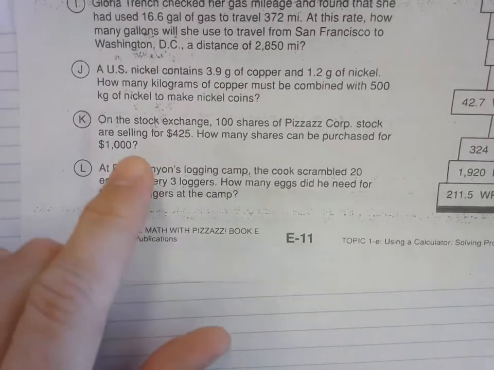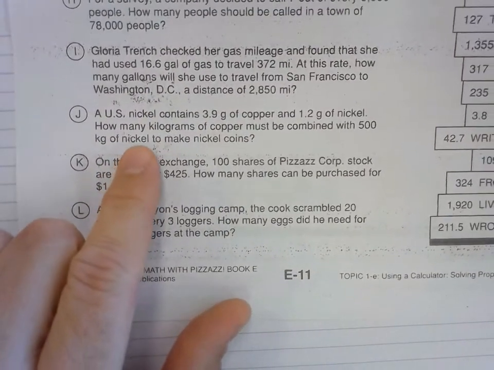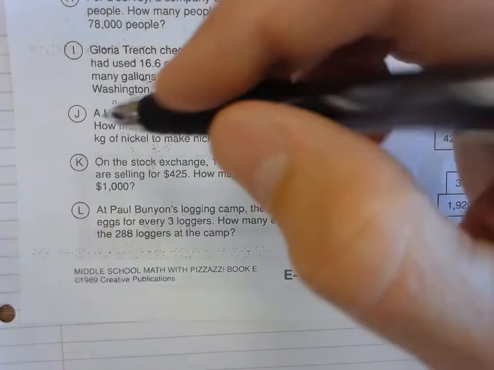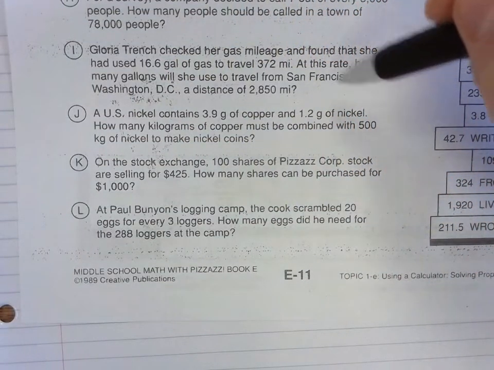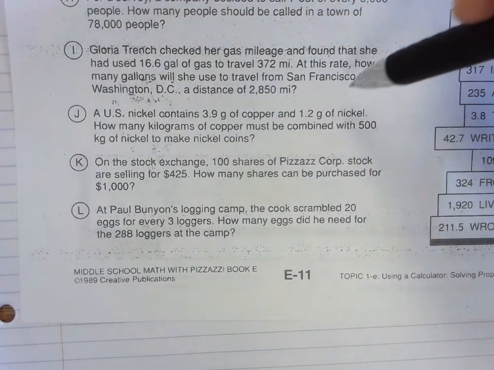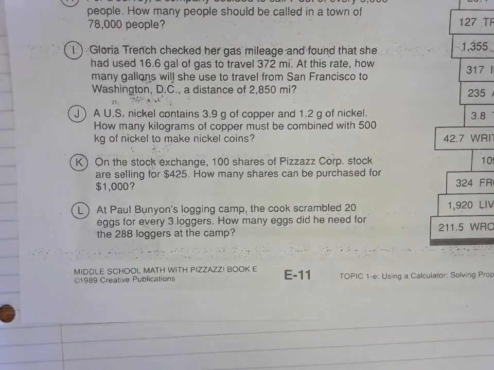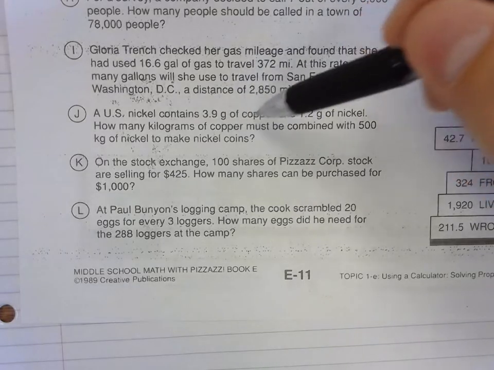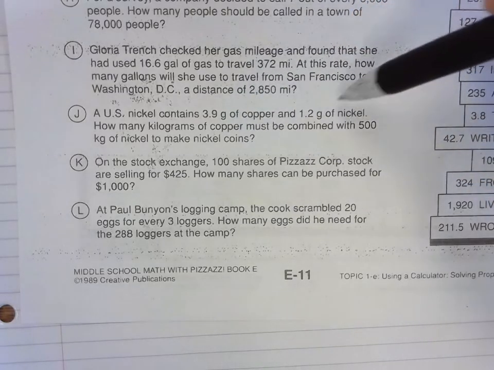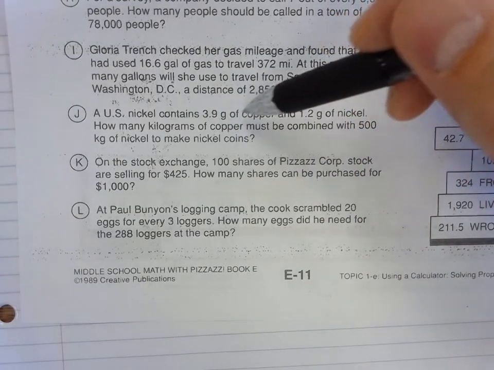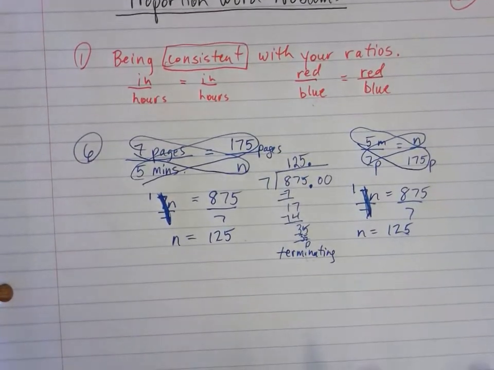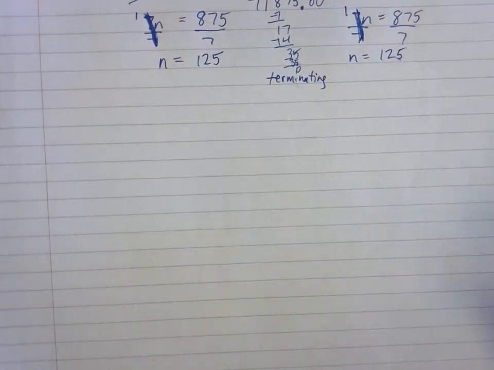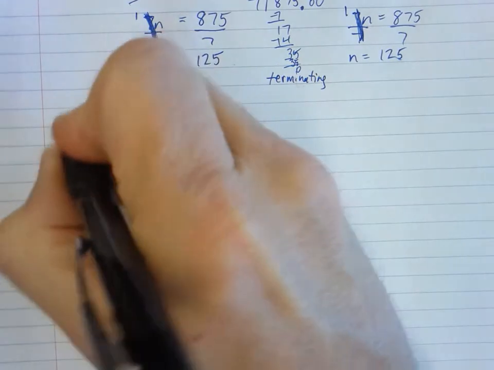One of the ones that always seems to be hard is this question right here, so I'm going to read this one for you about the U.S. nickel. A U.S. nickel contains 3.9 grams of copper and 1.2 grams of nickel. So a nickel actually has more copper in it than it does nickel to make the nickel coins. All right, so we've got an amount of copper and an amount of nickel. So I'm going to start by putting 3.9 grams of copper on top and the 1.2 grams of nickel on the bottom. So this is letter J. I'm going to slide this stuff down a little bit, slide that up. All right, so this one is letter J on the back.